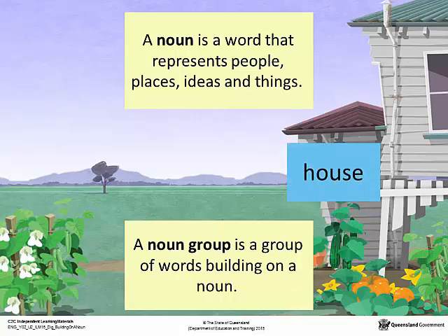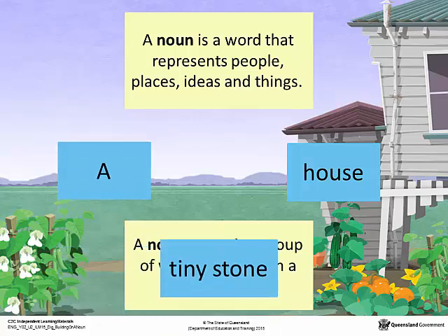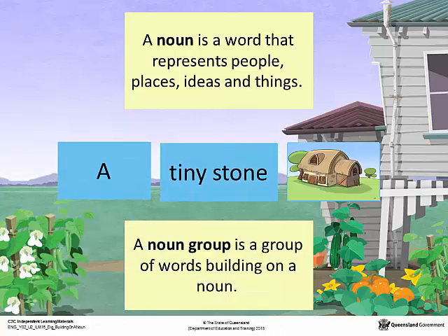Look at the word house. House is the name of something. It is a noun. What do you think of when you read the word house? We can describe a house in this way. A tiny stone house. The word a is called an article.